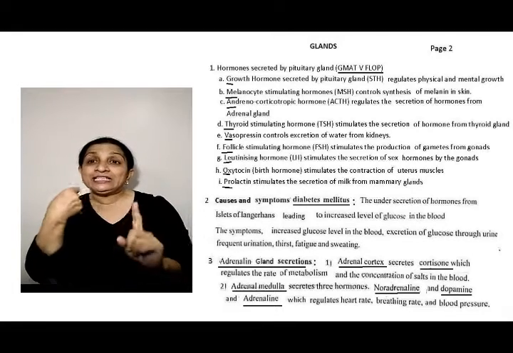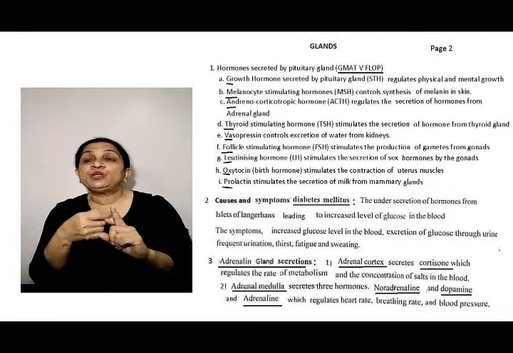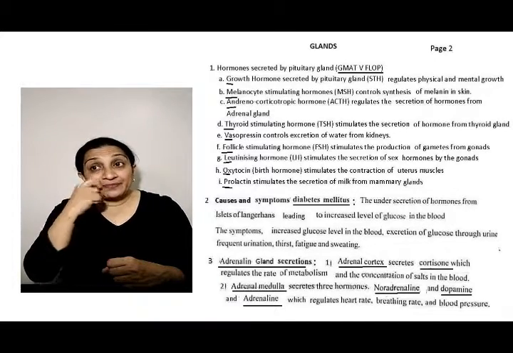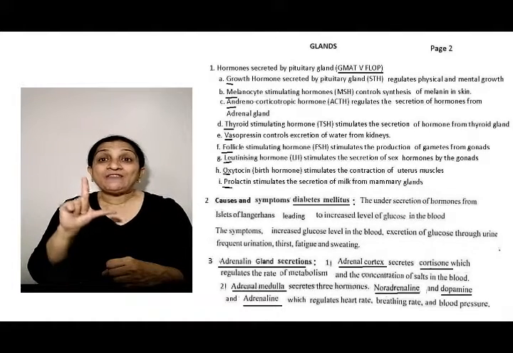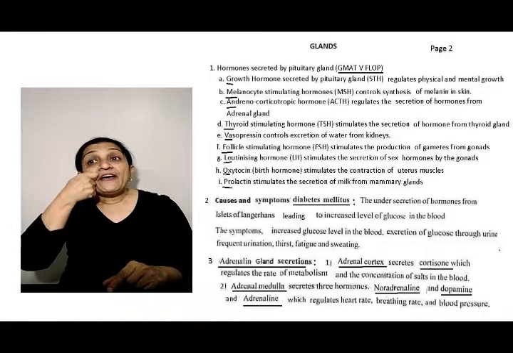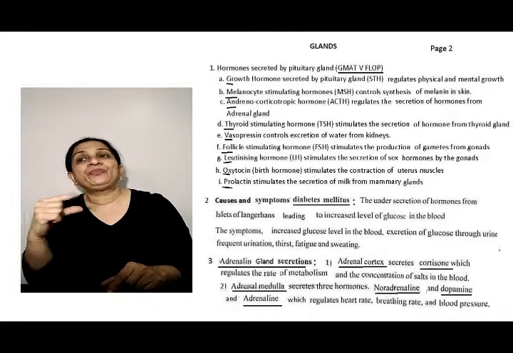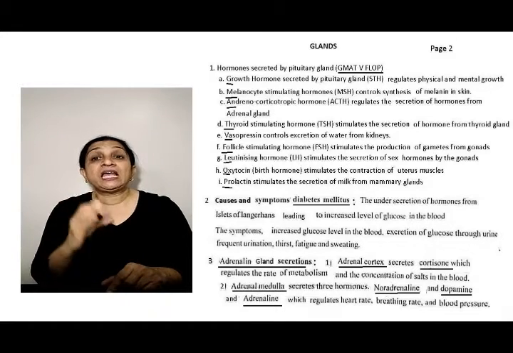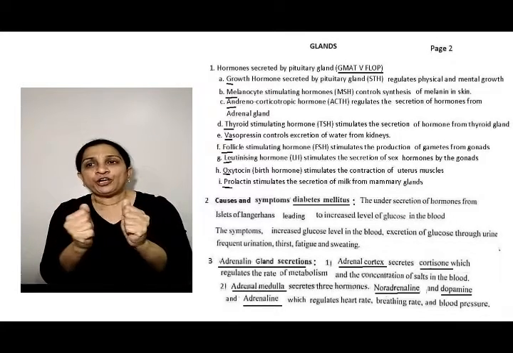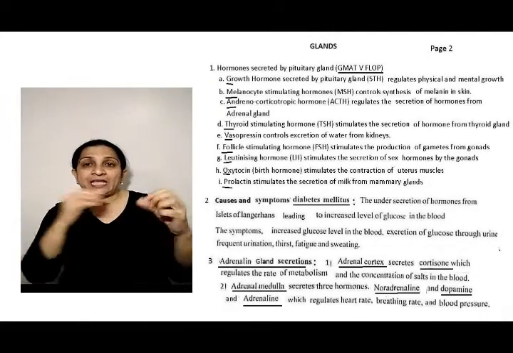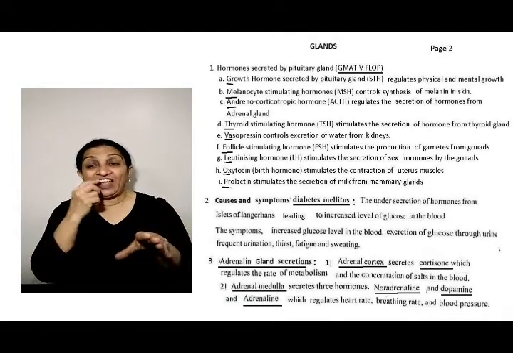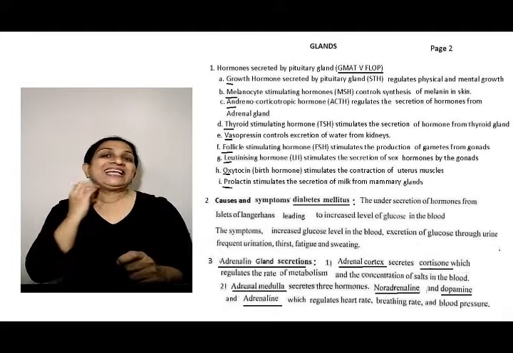Then you have follicle stimulating hormone, which stimulates the production of gametes from the gonads. Then luteinizing hormone, which stimulates the secretion of female and male sex hormones from the gonads. Then oxytocin or the birth hormone, which stimulates the contraction of the uterus muscles. Then prolactin, which stimulates the secretion of milk from the milk glands.